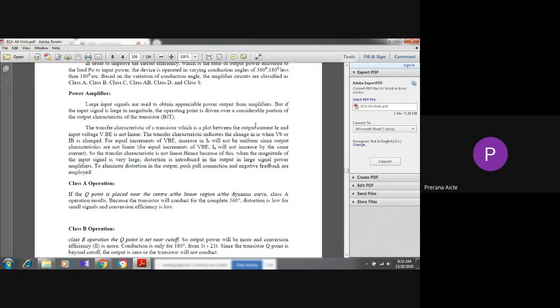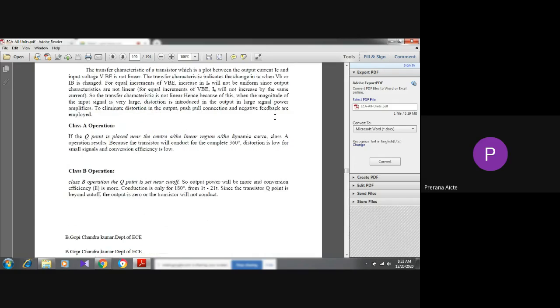Okay, so in class A, the two important points are: the conduction angle is 360 degrees, which means you will get the output for the full sine wave, and the Q point is located at the center of the load line. Okay, that is class A.